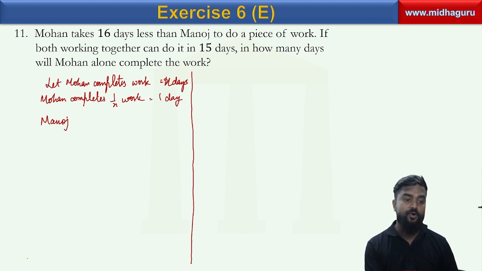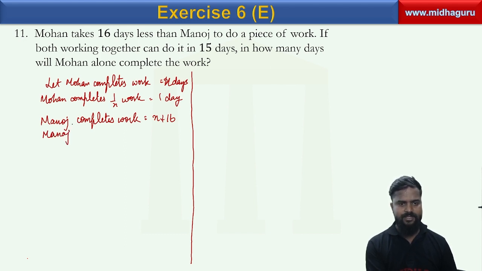Similarly, Manoj does the work in 16 days more than Mohan. So Manoj completes the work in x plus 16 days. Sorry, I'm saying Mohan, but I'm writing Manoj. It's anyways Manoj. Again, we divide both sides by x plus 16. We get 1 by x plus 16 work in 1 day.